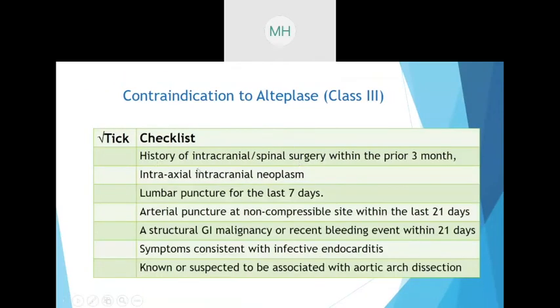And there is a history of trauma or ischemic stroke within 3 months. Apart from that, a history of intracranial or spinal injury within 3 months, intra-axial intracranial neoplasm, lumbar puncture in the past 7 days, arterial puncture at a non-compressible site within 21 days, any GI malignancy or recent bleed within 21 days, symptoms of IE, known or suspected to be associated with aortic arch dissection.